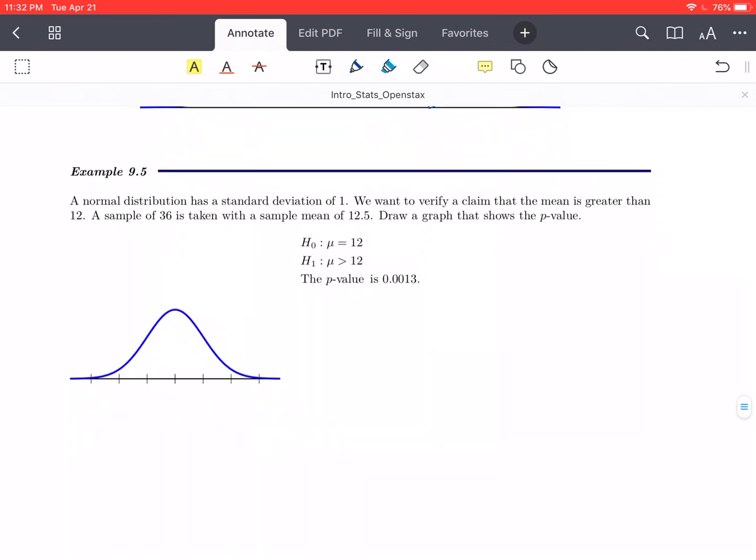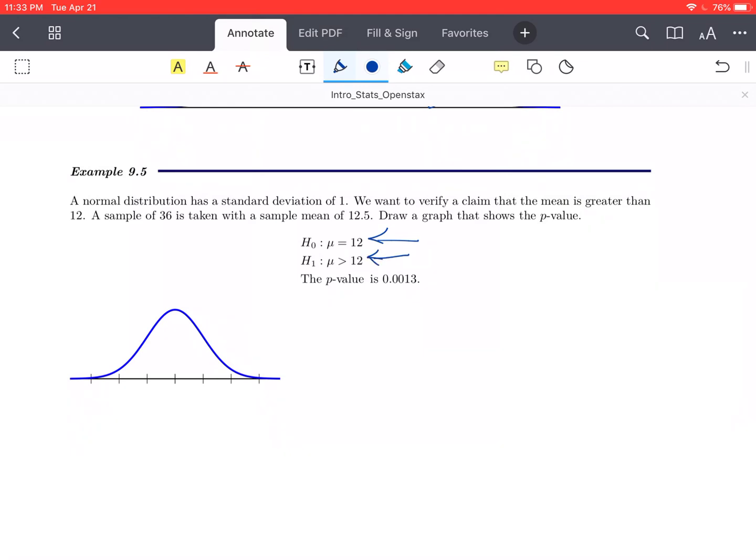So here we have an example. A normal distribution has a standard deviation of 1. We want to verify a claim that the mean is greater than 12. A sample of 36 is taken with a sample mean of 12.5. Draw a graph that shows the p-value. Here we have our mean of 12, our null hypothesis, and our alternative hypothesis.